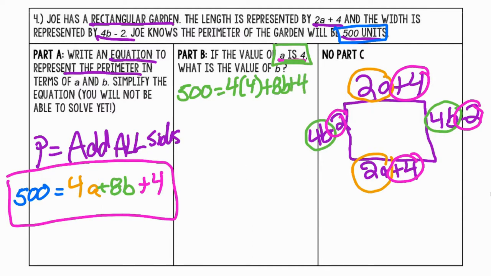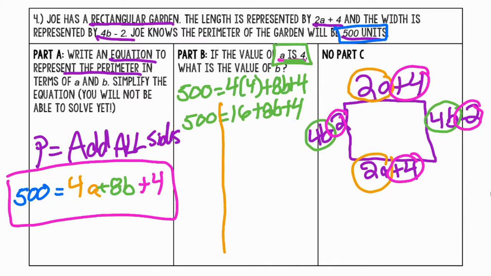Okay, so now we can simplify a little more. Well, that means that 500 is equal to, well, what's 4 times 4? Well, that's 16 plus 8b plus 4. So now I am ready to solve. I can do all my steps. Remember, step number 1 is draw your line. Look for your parentheses. Don't have any. Distribute. Don't have to do that. Combine like terms on each side.